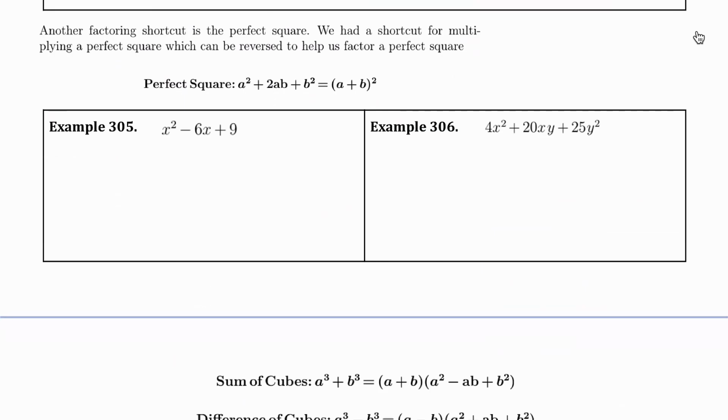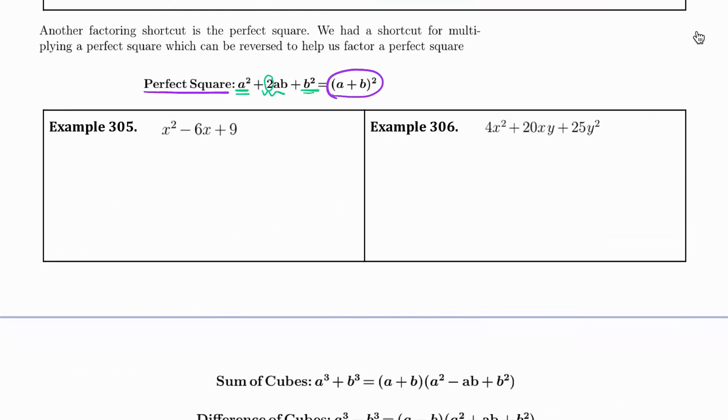Okay, so we can also factor perfect square trinomials, which are trinomials that factor to be this right here. When you're factoring perfect square trinomials, you really can just use your normal factoring of trinomials or factor by grouping, but it just makes it easier if you recognize that our first term is a perfect square, our last term is a perfect square, and that our middle term is 2 times a times b.